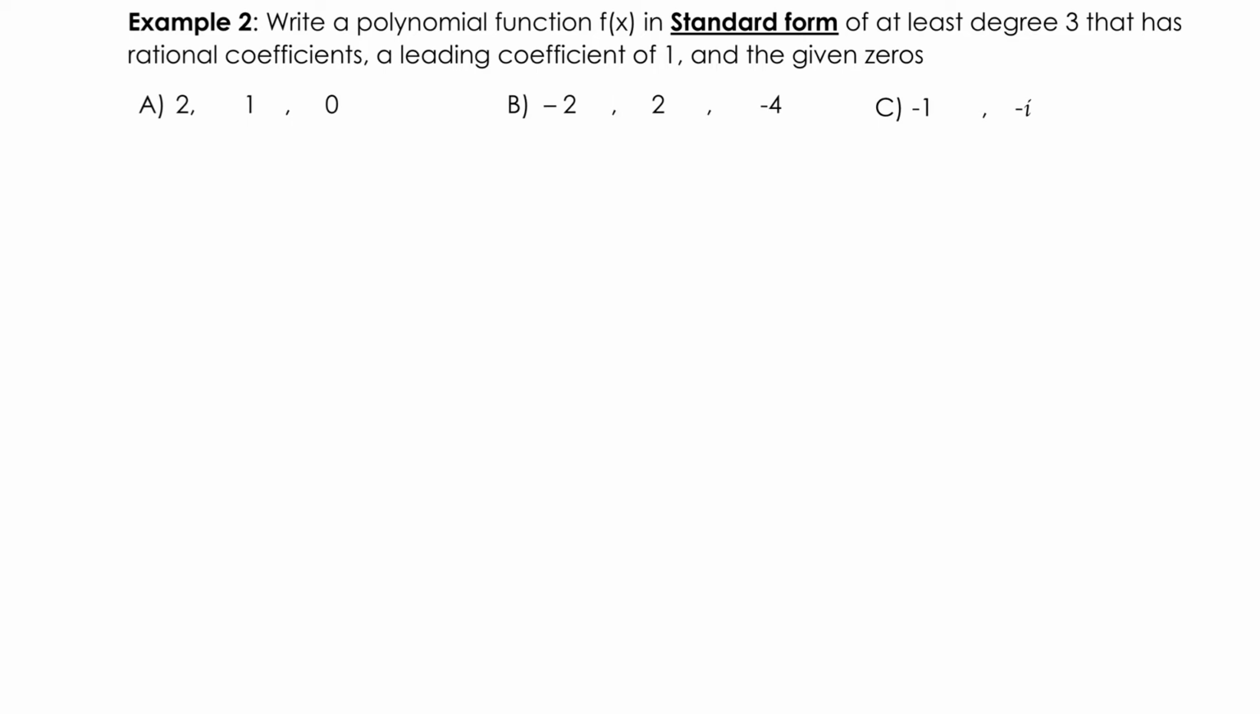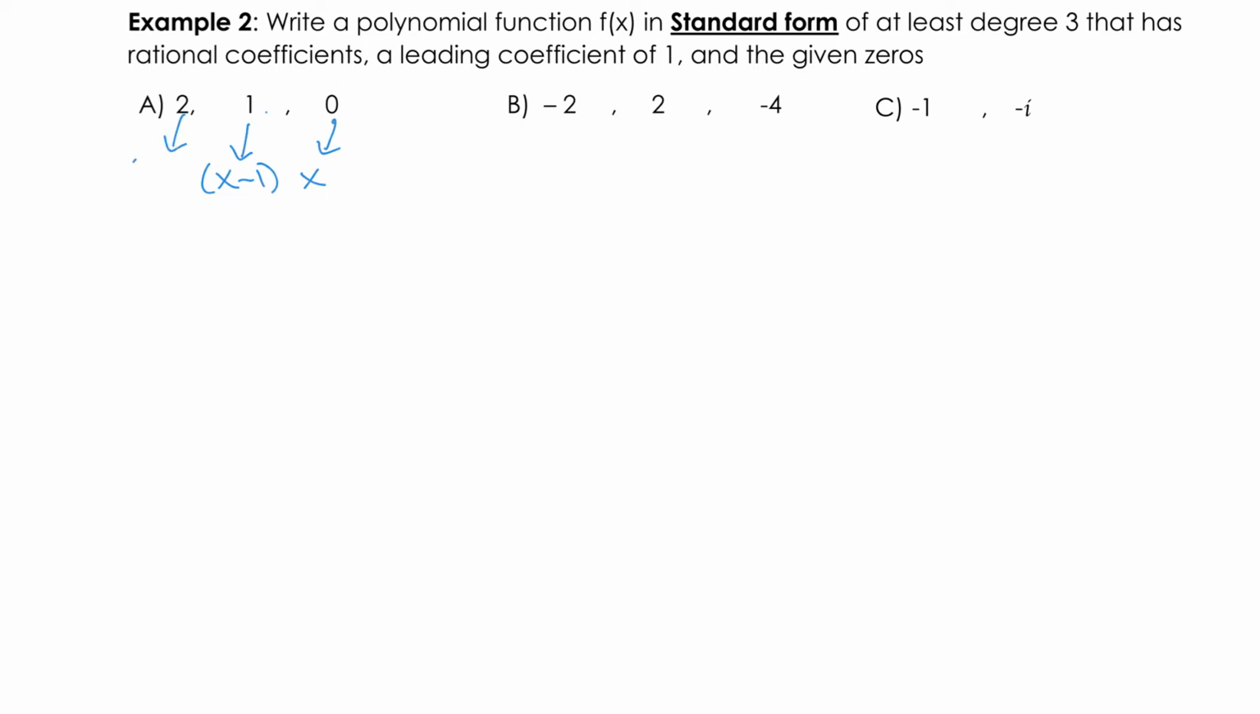All right, you're also going to have to write your polynomials in standard form. So in this example, I'm going to show you how to do this. Now, the first step is you're going to write it in factored form. So if I have 2, 1, and 0, this gives me a factor of x. This gives me a factor of x minus 1.